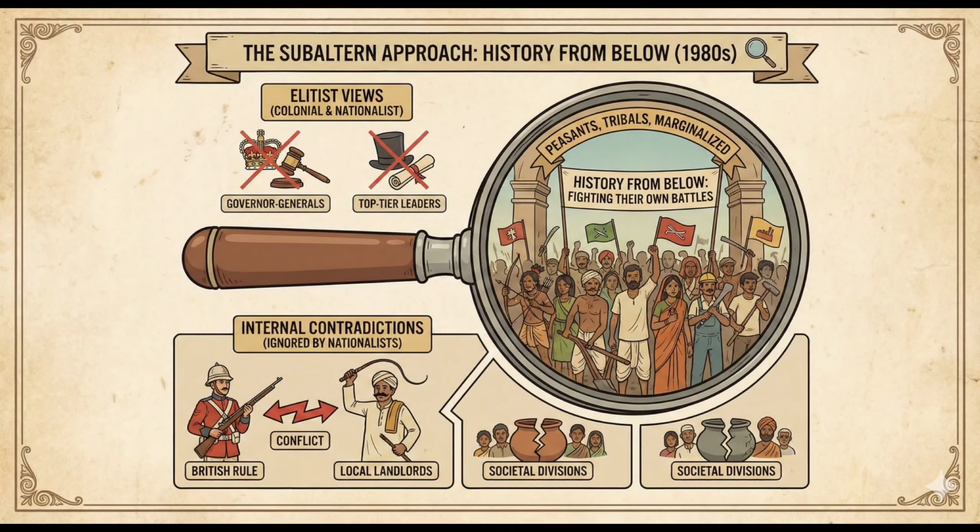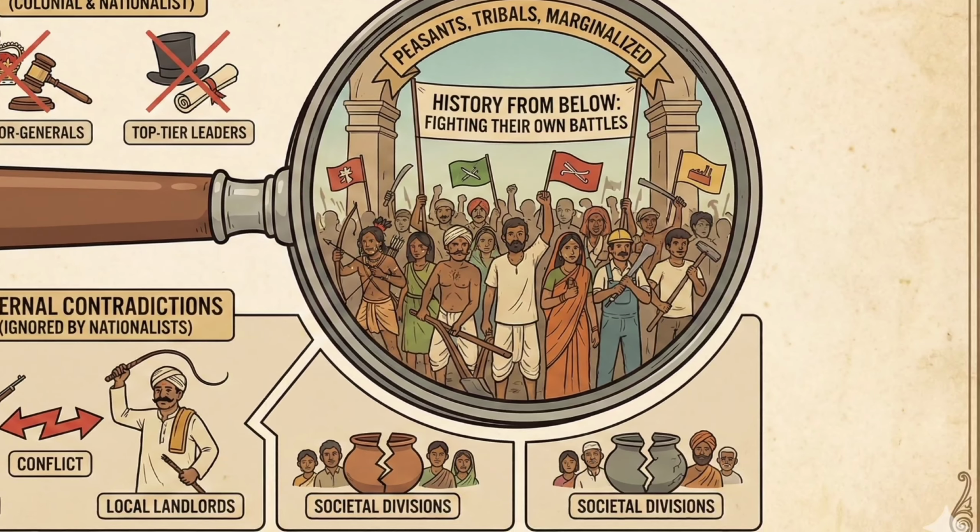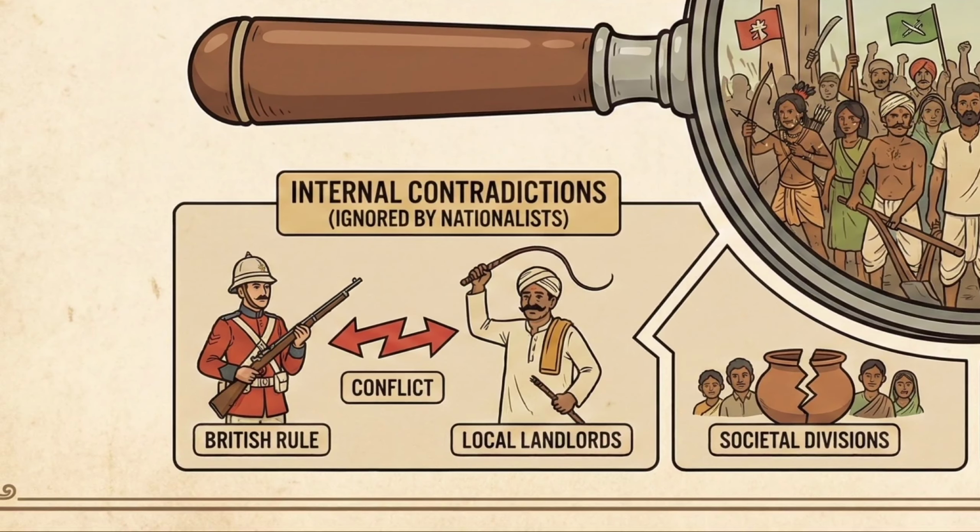The subaltern approach. In the 1980s, a new school emerged, the subaltern approach. These historians argued that both colonial and nationalist histories were elitist. They focused only on governor-generals or top-tier Congress leaders. The subaltern school focuses on history from below, the peasants, the tribals, and the marginalized, who fought their own battles against both British rule and local landlords. They highlight the internal contradictions within Indian society that the nationalist narrative often ignored.